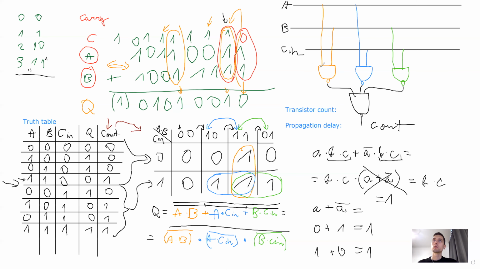So 2 inputs, so it's 2 times 2 transistors. So it's 4. Here it's again 4. Here it's 4 more. And here 3 inputs times 2 transistors per input is 3 times 2, which is 6. So it's 4 and 6 is 10. And 4 and 4 is 8. So it's 18.